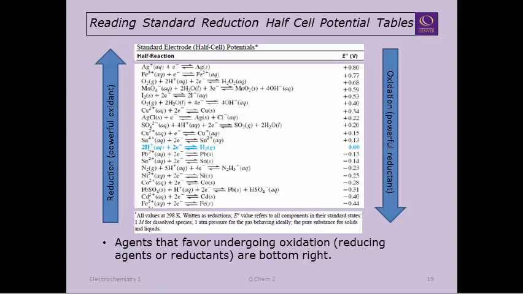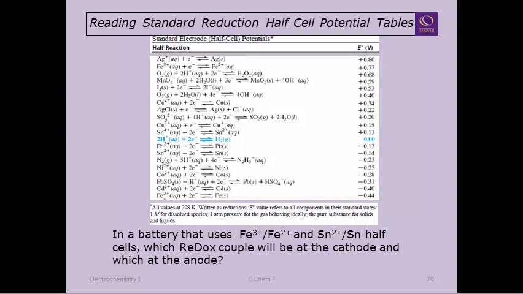So now what do you do with that information, just in a really qualitative sense? Let's just say that you wanted to set up a battery and you just picked a couple couples off the table.